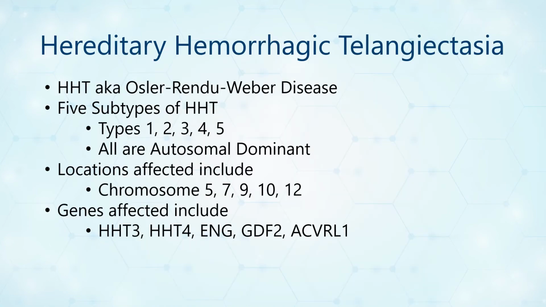So HHT, also known as Osler-Rendu-Weber disease, stands for Hereditary Hemorrhagic Telangiectasia. There are 5 subtypes of HHT. The one in our case was type 2. They all behave in an autosomal dominant fashion. The locations affected include mutations in chromosome 5, 7, 9, 10, and 12, depending on the types. These genes, therefore, are potentially HHT3, 4, ENG, GDF2, and the one from our case, ACVRL1.